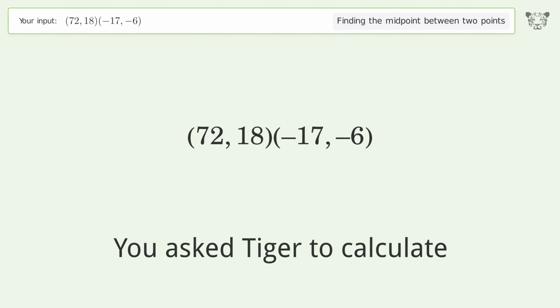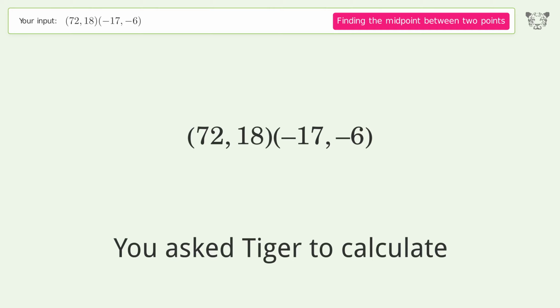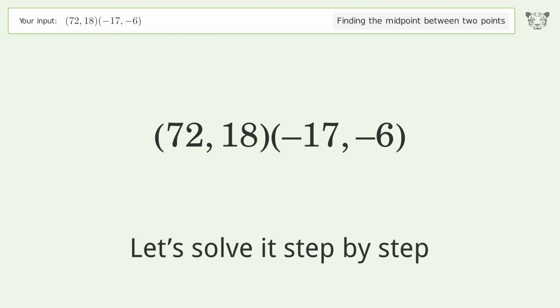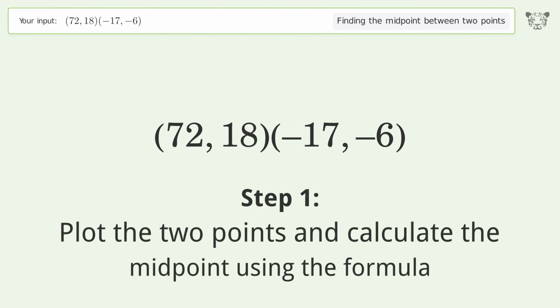You ask Tiger to calculate. This deals with finding the midpoint between 2 points. The midpoint between the 2 points is 27.56. Let's solve it step by step. Plot the 2 points and calculate the midpoint using the formula.